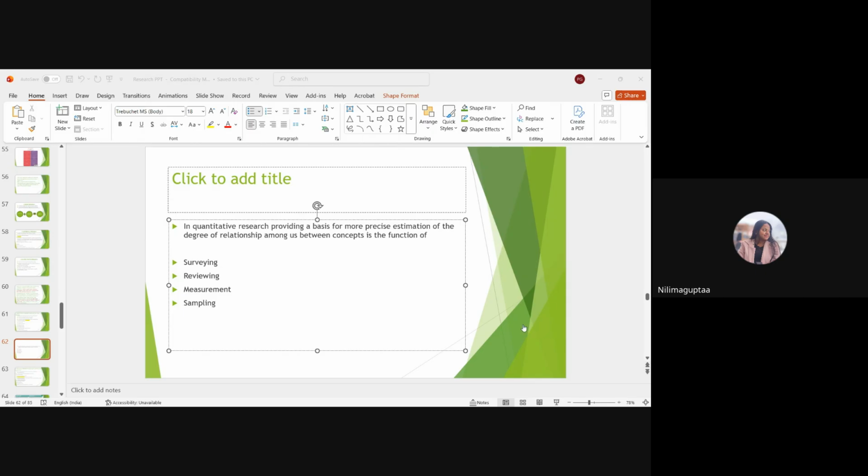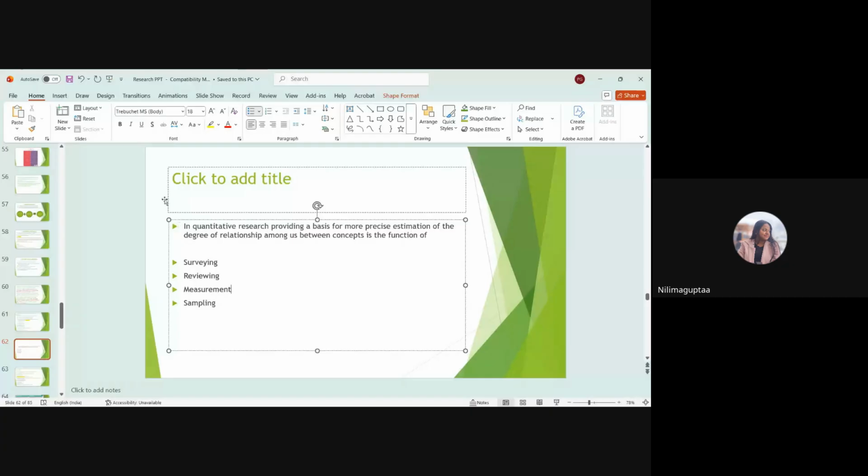Okay, so in quantitative research, providing a base for more precise estimation of the degree of relationship between concepts is the function of what? Surveying, reviewing, measurement, or sampling. Perfect, it is measurement. Quantitative research talks about quantity, numbers, data, and measurement of all those things.